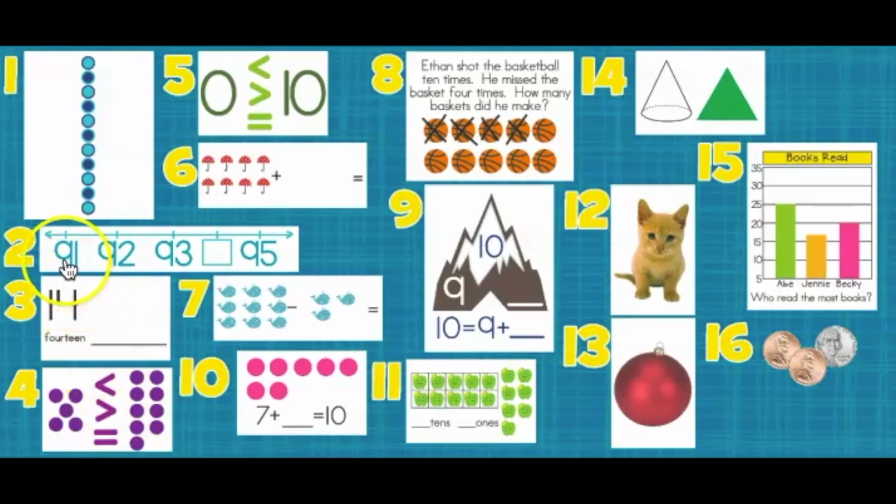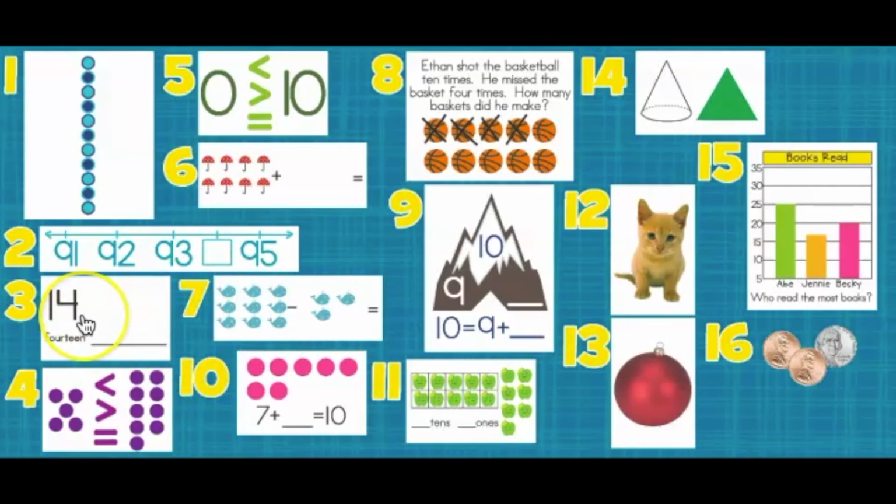So we have 91, 92, 93, 94, and then 95. Good job. So if I'm at 94 right here, and I hop backwards 2, 1, 2, where do I land? On the 92. Now if I'm at the 92 and I want to hop forwards 3, where will I land? 1, 2, 3. At 95. That's right.